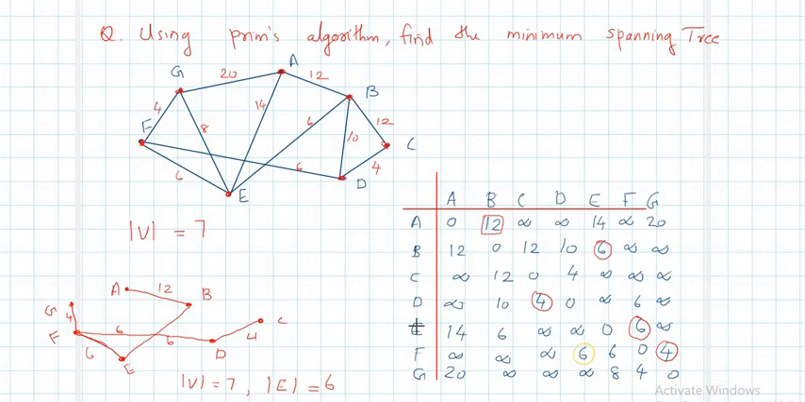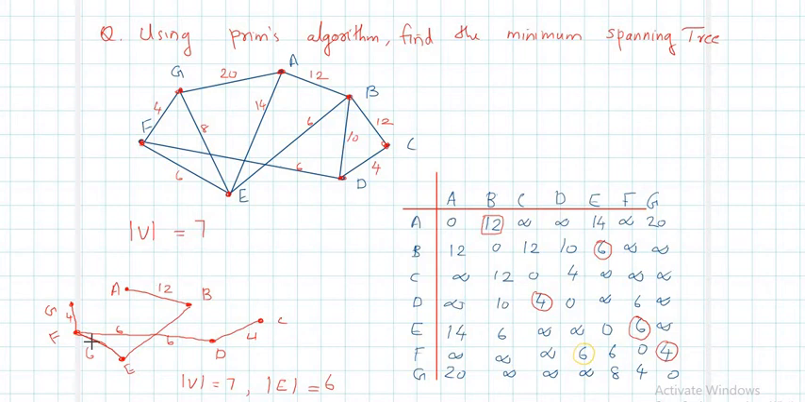Then next look at the row corresponding to E. Look at this row. There the minimum value except 0 is 6. There are 2 values. Then this is not possible. This 6 value, that is E to B, E to B is already taken. So the next possible minimum, that is 6 corresponding to F, that is E to F. Draw this edge E to F.